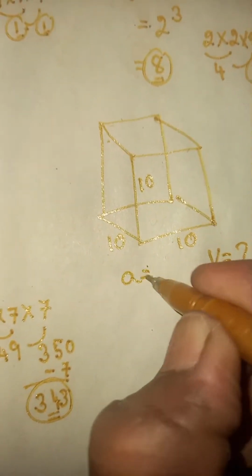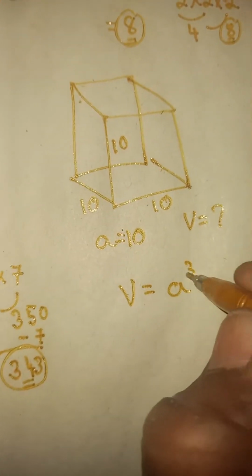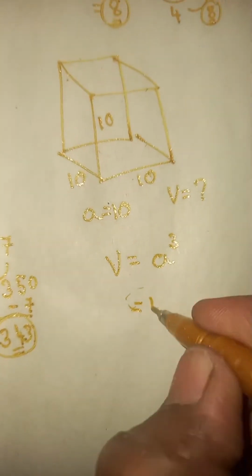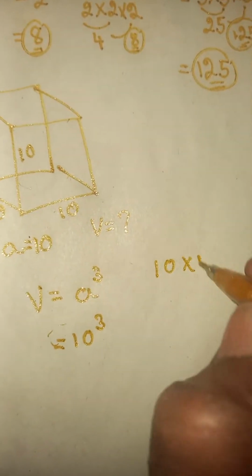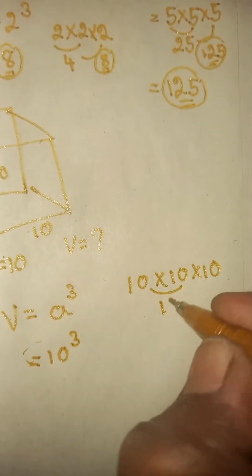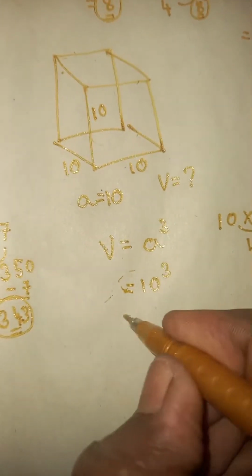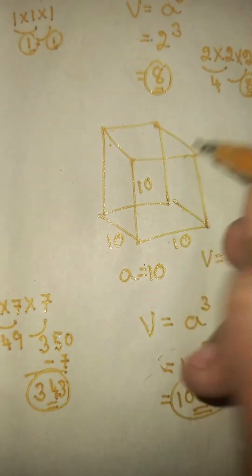The side length, the edge length, is 10 units. Volume of the cube can be written as a cube, that is edge length cubed. That means here it is 10 cube. 10 cube is nothing but 10 times 10 times 10. 10 times 10 is 100. 100 times 10 is 1000. So this is going to become 1000 cubic units, the volume of this cube.